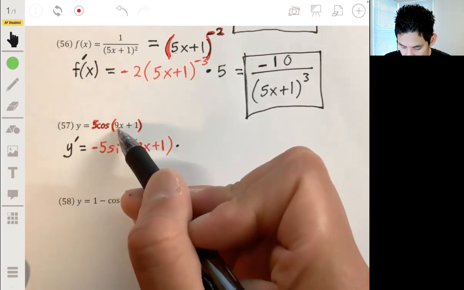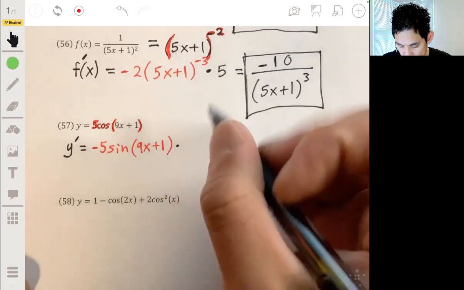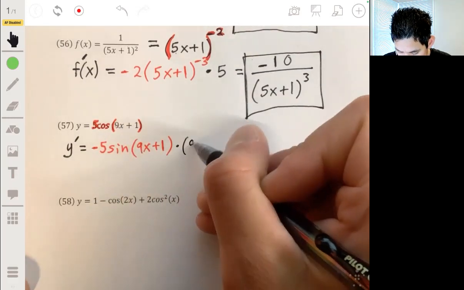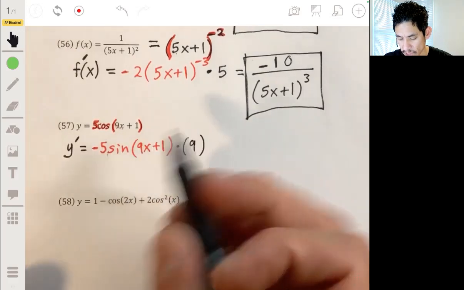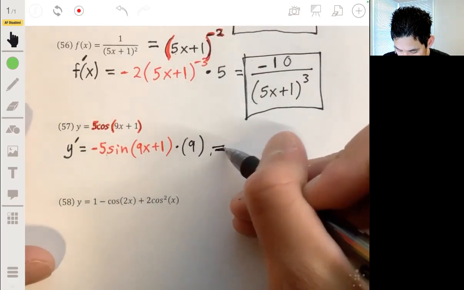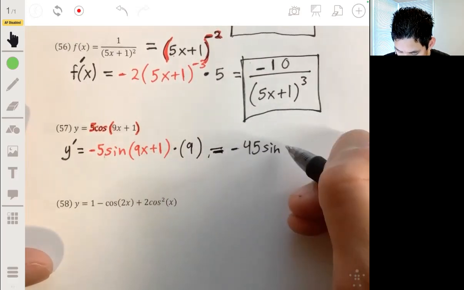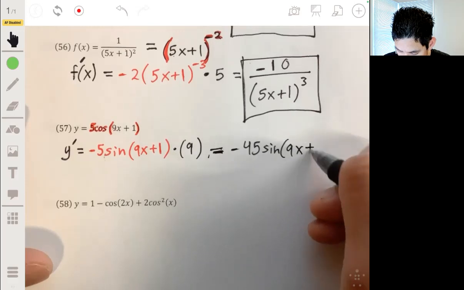And then multiply by the derivative of the inside, or the derivative of 9x plus 1, which is just 9. This is common for students to overthink, but it's really this simple. And then your final answer will just be -45 times the sine of 9x plus 1.